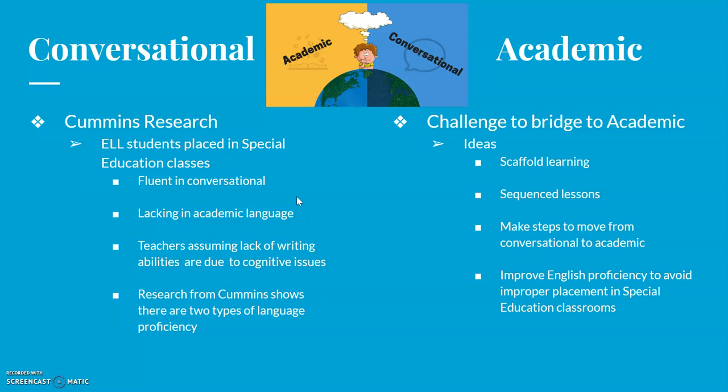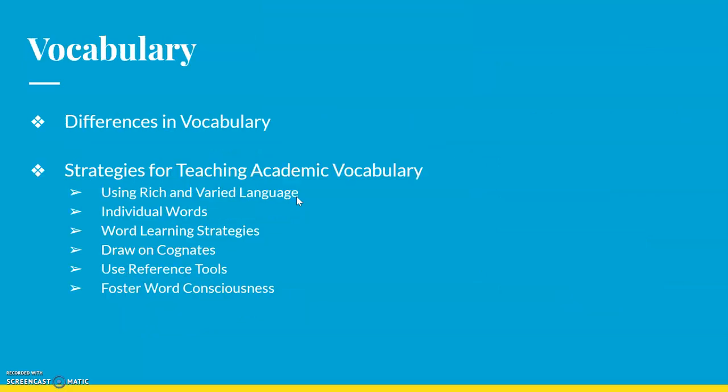It is challenging to bridge the conversational skills and academic skills, which requires effort from those students and their teachers. Teachers should scaffold the learning and use sequenced lessons. Ideally, as learning is scaffolded, the students will make steps to move from conversational to academic English proficiency. This progress should help avoid students being improperly placed into special education classrooms.